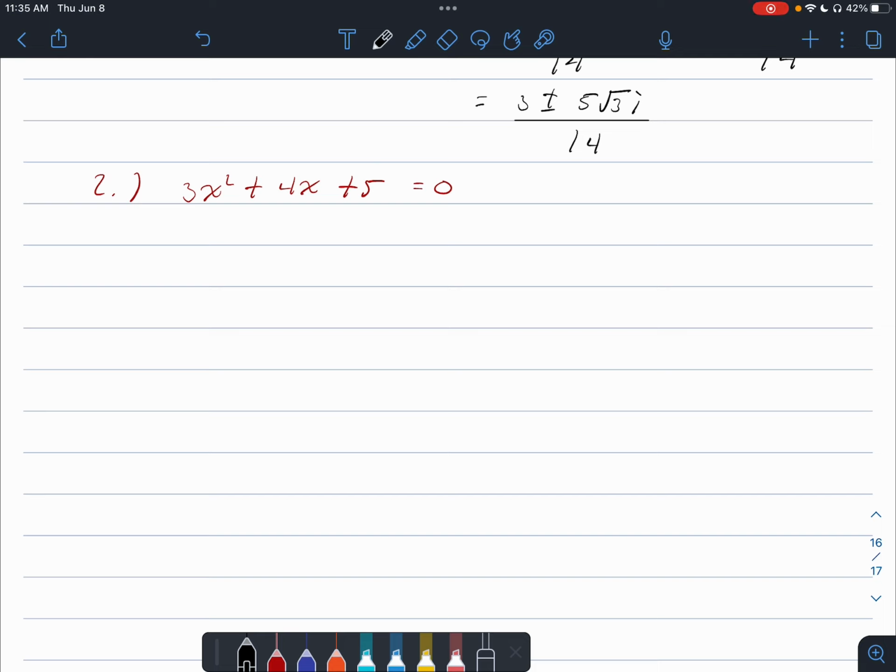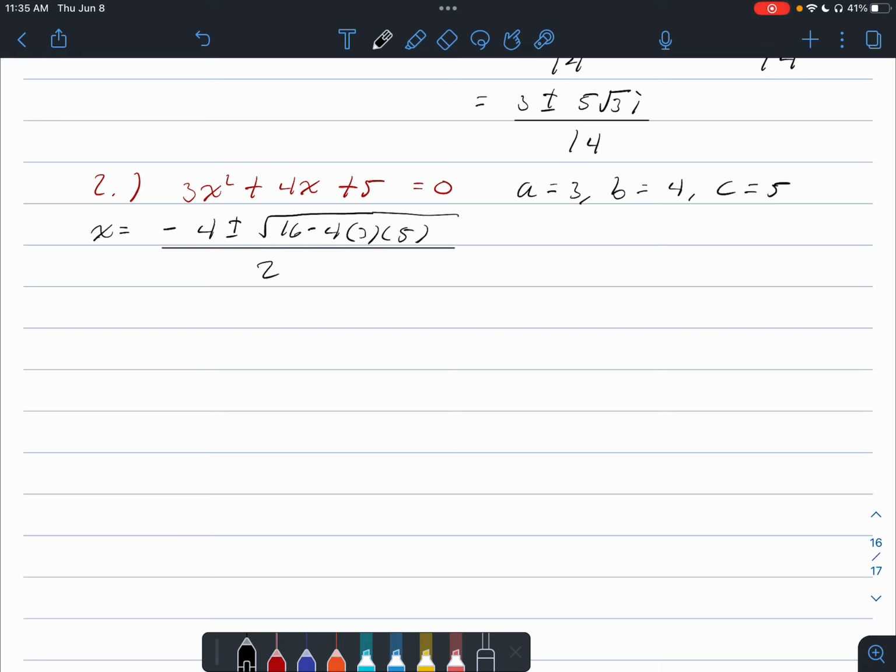We have 3x squared plus 4x plus 5. So here, a is going to be equal to 3, b will equal 4, and c is equal to 5. So we have x is equal to negative 4 plus or minus the square root of b squared, or 4 squared, which is 16, minus 4 times a, which is 3, times c, which is 5. And this is all going to be over 2 times 3, 2a.